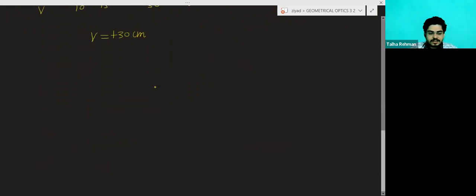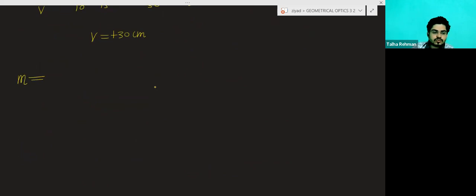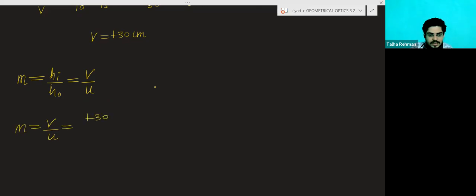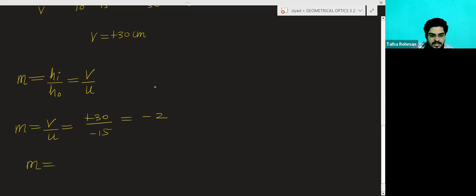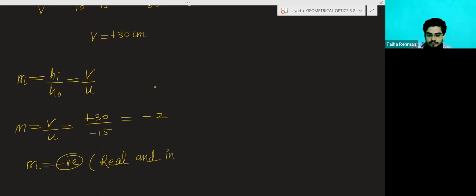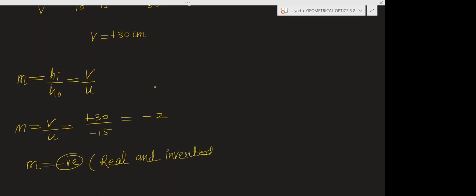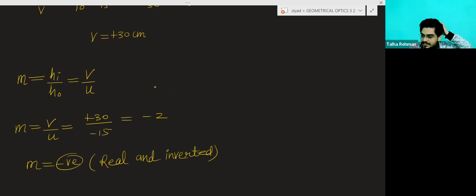Now there is one formula of magnification. Magnification is equal to height of the image divided by height of the object, and this is also equal to V by U. So we can find magnification. V is plus 30 and U is minus 15. So magnification will be minus 2. Now you can see magnification is negative. And what was the conclusion? For magnification negative, image is real and inverted. I told you. Image is real and inverted if the magnification is negative.